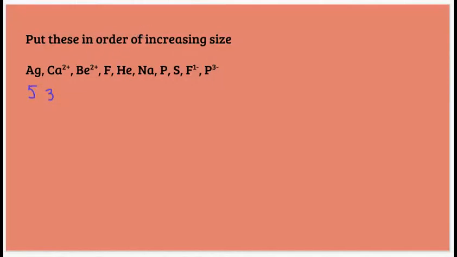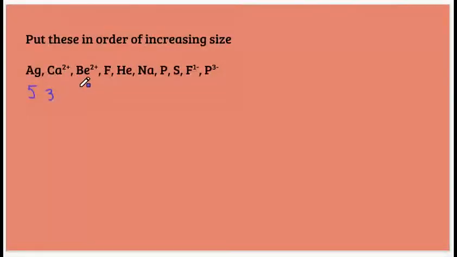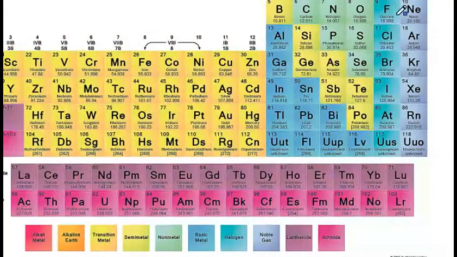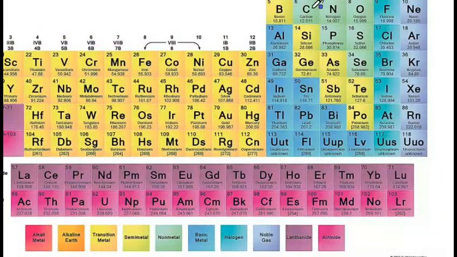Beryllium ion, beryllium's here, but it's losing 2 because it's got a +2 charge, so it's going to get like helium. So it moves back 2 places, and that means it will only have 1 energy level. Fluorine, the atom, is not going anywhere because it hasn't lost any electrons. So fluorine's in the 2nd row, so it has 2 energy levels. Helium is in the first row, so it has 1 energy level.